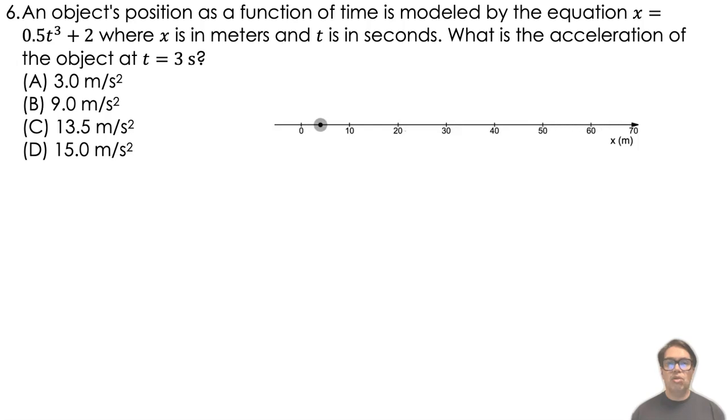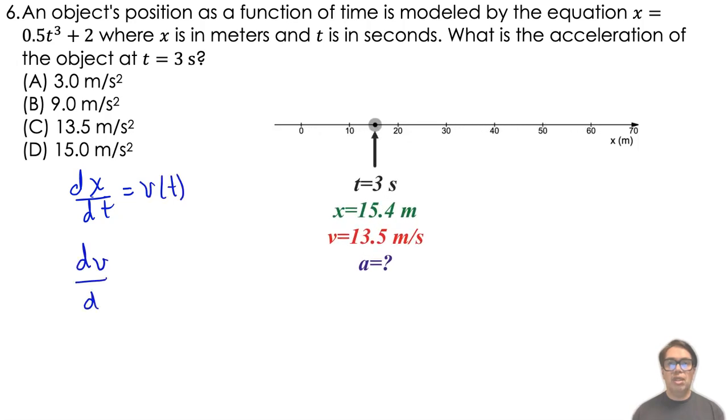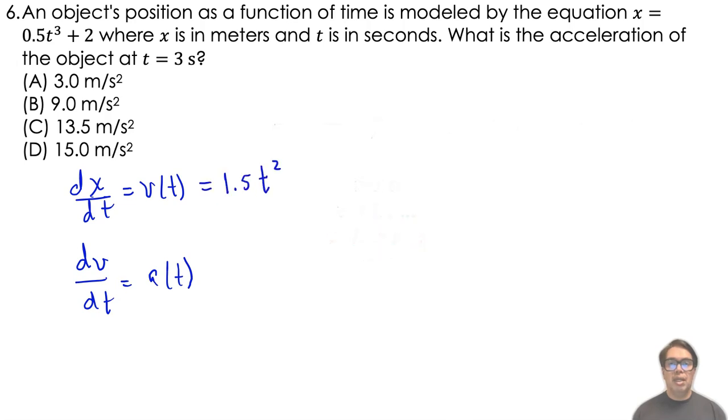Clearly, the question calls for an analysis of derivatives. Remember that the derivative of position is velocity, and the derivative of velocity is acceleration. Then, the velocity function is 1.5 t squared, and the acceleration function is a of t equals 3t.